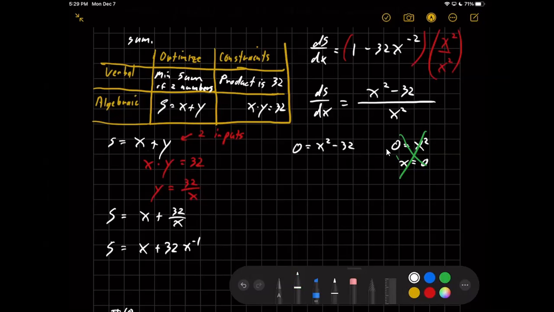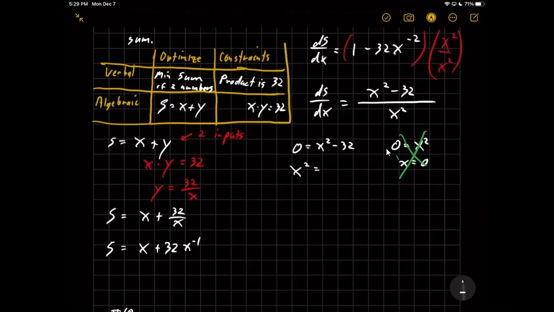So over here, x squared must equal 32. Okay, so x is equal to plus or minus the square root of 32, but the problem stipulated that this thing was in fact a positive number. So it looks like the square root of 32 is the best that we can do. All right, that is the answer. So we want x to be the square root of 32. Now we need to prove that this in fact gives us a minimum.